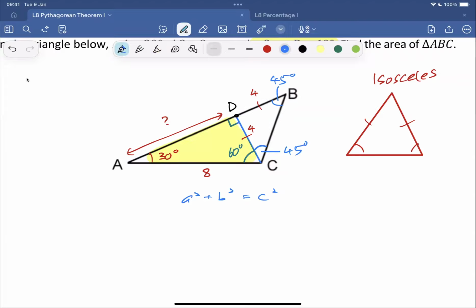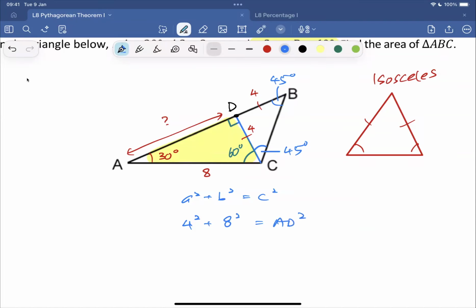A is 4. Can I say that A is AD? Yeah, actually, it doesn't matter which side, right? So you can say A is 4 as well. So 4 square plus AD square equals to 8 squared. Can I say that this is 8 and then this is AD?